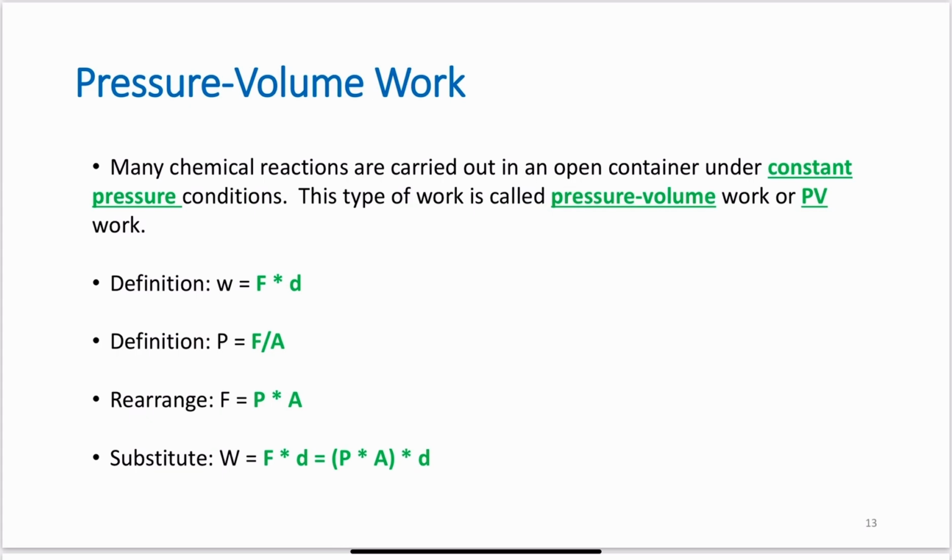If I do this in an open container, it's not enclosed, and I don't just mean a lid, I mean sealed off from atmospheric pressure, controlled pressure. Just an open container, it's going to have the pressure of whatever else is around, every other piece in the same atmosphere that it is in. We call this work pressure volume work, or PV work.